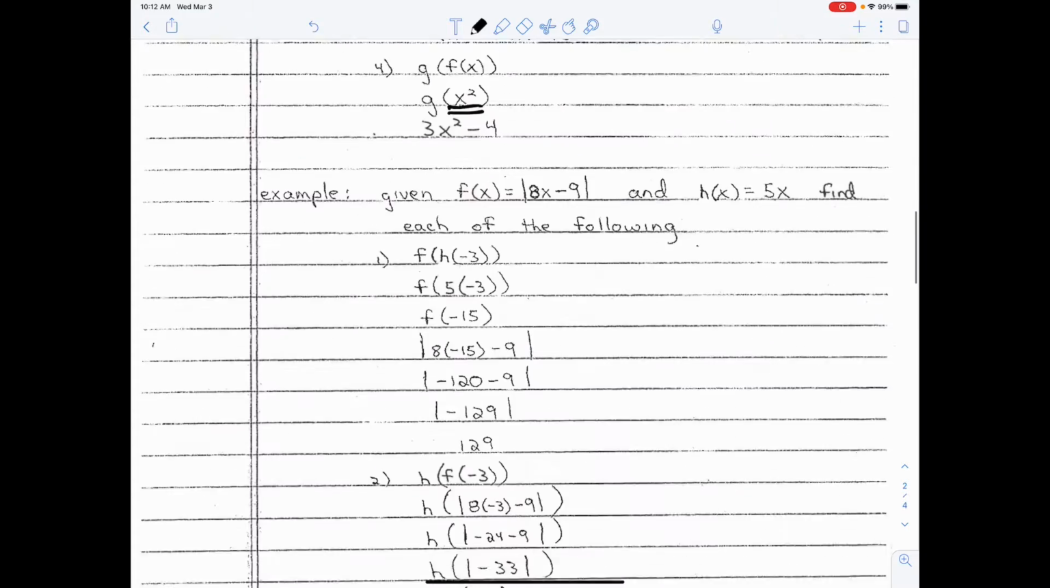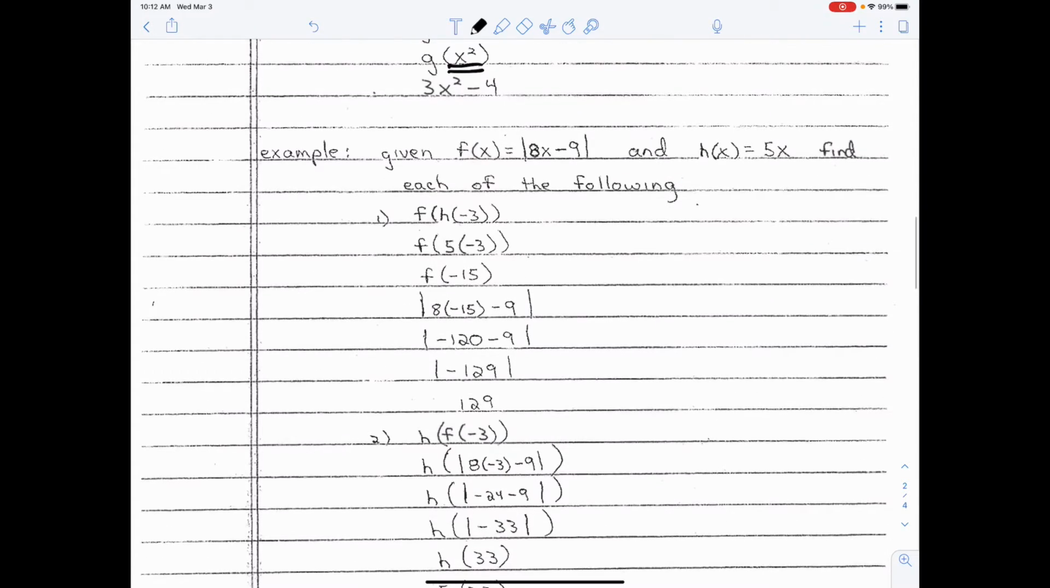Okay? Given f of x equals the absolute value of 8x minus 9 and h of x equals 5x, find f of h of negative 3. So the first thing we're going to do is find h of negative 3, which is negative 15. And then we'll find f of negative 15.